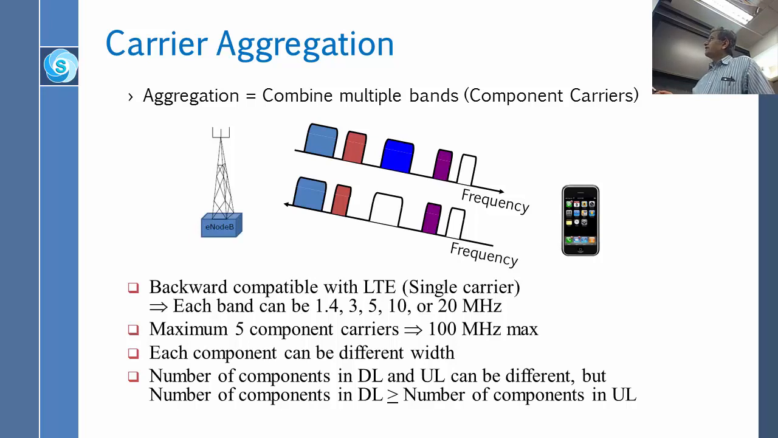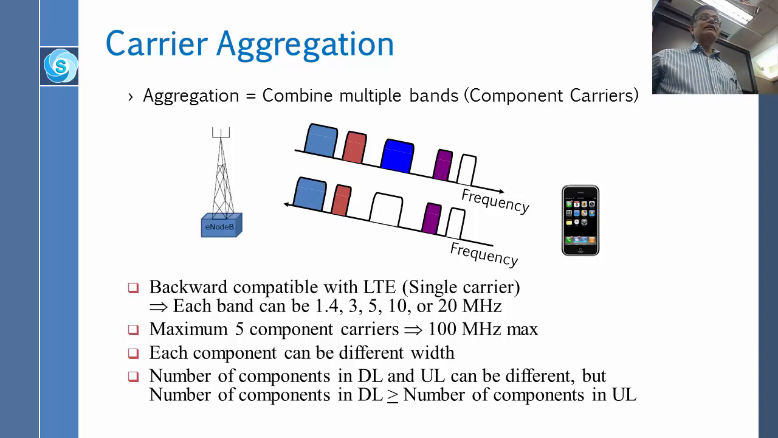So each band itself does not have to be 20 megahertz. It could be 1.4, 3, 5, 10, or 20. And these numbers, 5, 10, or 20 are clearly easy to understand because 10 is half of 20 and 5 is half of that. But then they don't have 2.5 and 1.25. They have 1.4 and 3. And these numbers came about from the previous allotments. So in 3G, when you got the allotment, sometimes you got 3 megahertz, sometimes 5 megahertz, sometimes 1.4 megahertz. So they just took those numbers and said, okay, we'll use them for LTE Advanced.